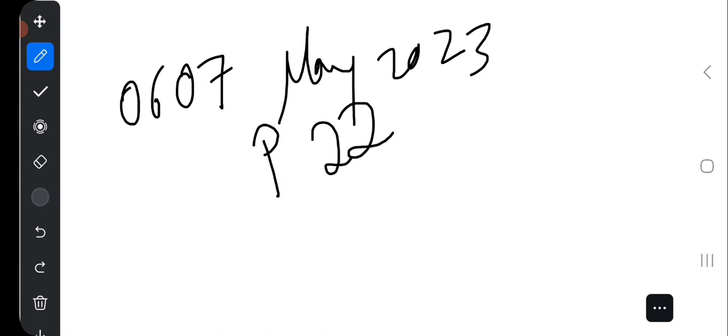This question is from 0607 May 2023, recent paper 22, question number 15, summer 2023, last year. Paper 22, question number 15 from International Maths. We will try doing it without the calculator, of course. Let's see how it can be achieved.